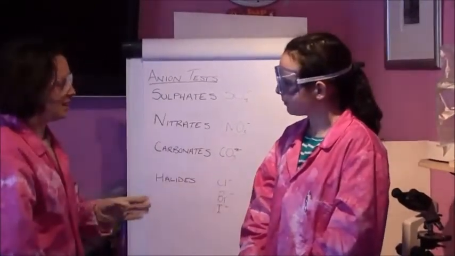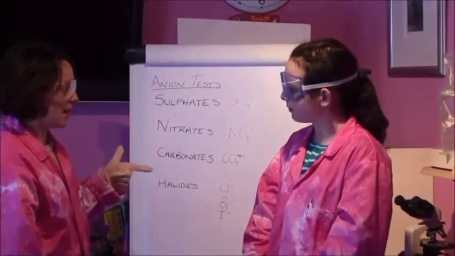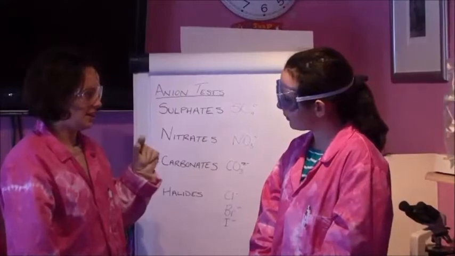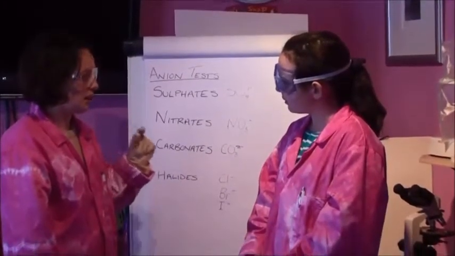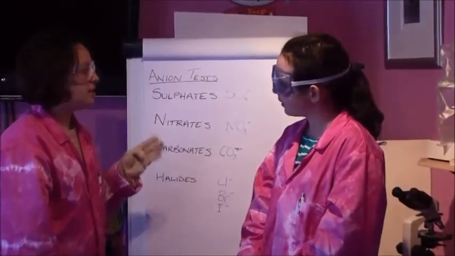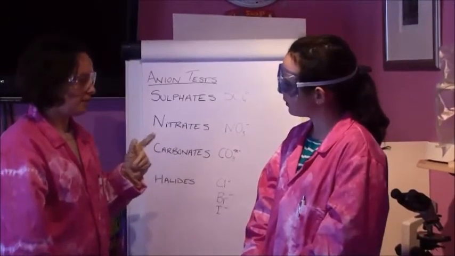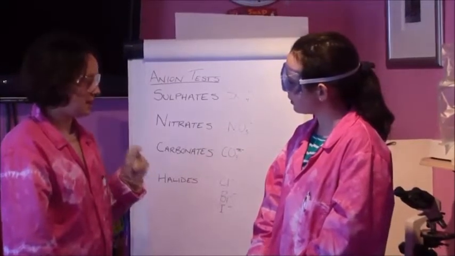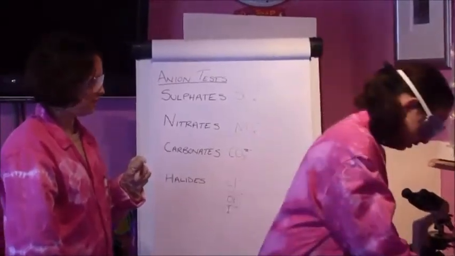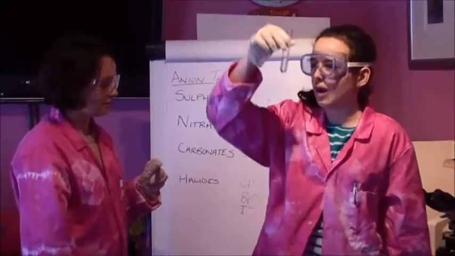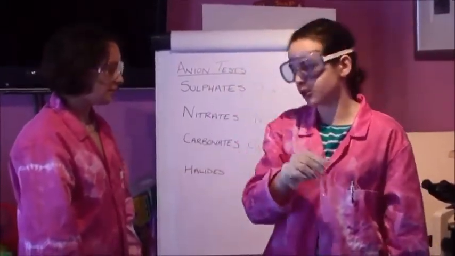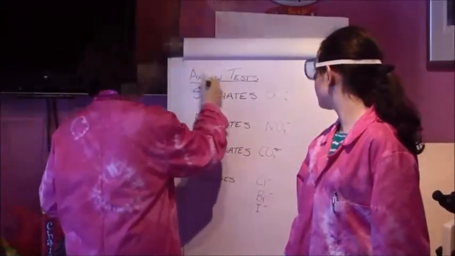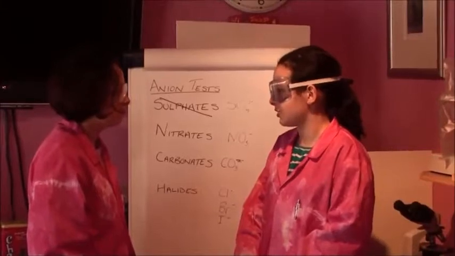Yes. This test uses barium chloride or barium nitrate. What you do is you take a small sample of the substance and hydrate it. You then add some hydrochloric acid. Then you add aqueous barium nitrate or barium chloride. If a white precipitate is formed, that means that the substance is a sulfate. No white precipitate, so that means it's not a sulfate. That's good to know. I'll do the nitrate test.